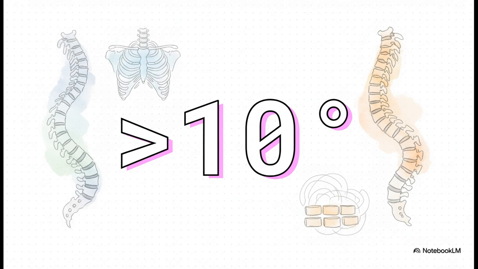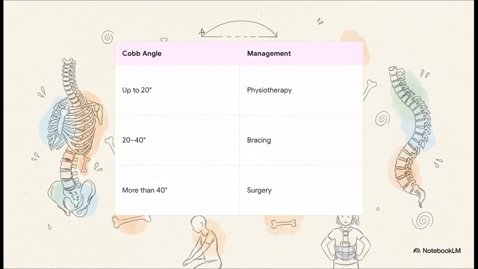A Cobb angle over 10 degrees, that's your diagnostic line in the sand. If it's less than 10 degrees, we just call it spinal asymmetry. We don't even call it scoliosis. But once you cross that 10-degree threshold, you're in the game. From there, the management plan is a really straightforward tiered algorithm.